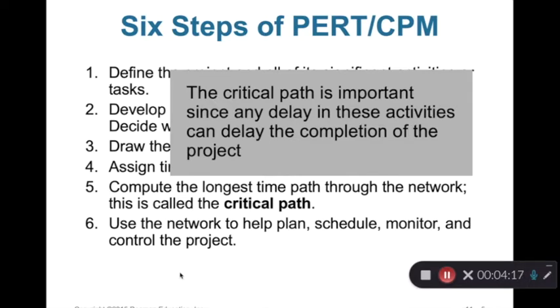The critical path is very important. That's why we need to find out all the critical activities on the critical path, because we cannot delay the critical activities. Otherwise, you're going to have problems completing the entire project. Basically, we are talking about the delay of the entire project.